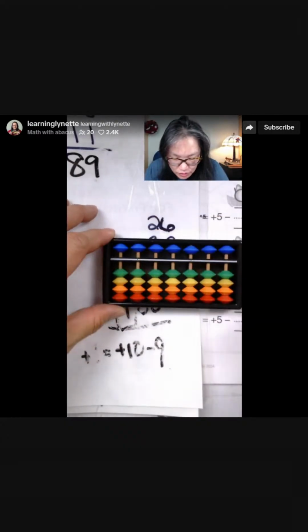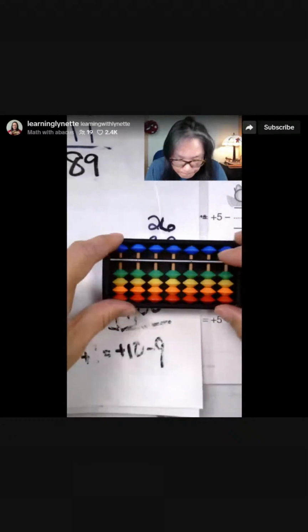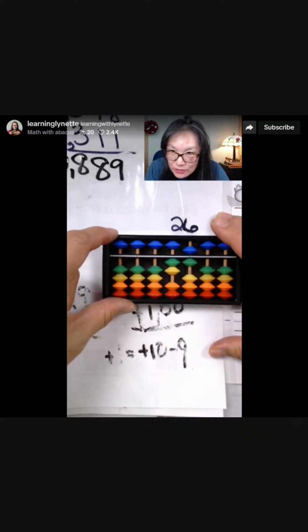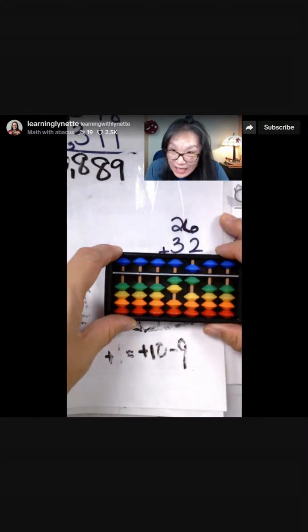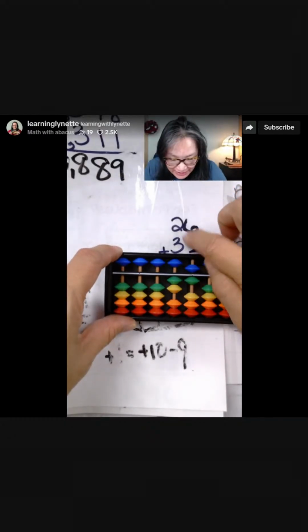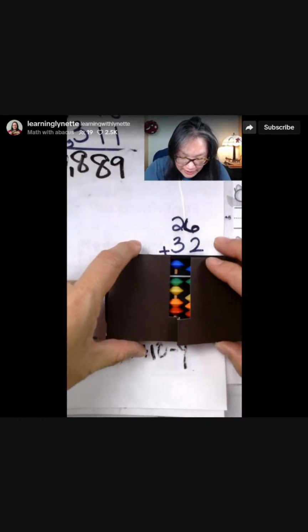We have 26. We know what 26 is, right? Because we were practicing how to read the abacus. We have 20, we have 6. And then what are we going to do? We're going to add 32. When I add 32, what? I need to add the 3 to this column. That's what I'm doing. I'm adding 3 to this column. What does that mean? Can I add the 3? No. What do I do?